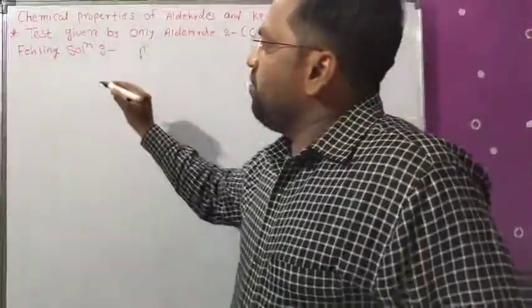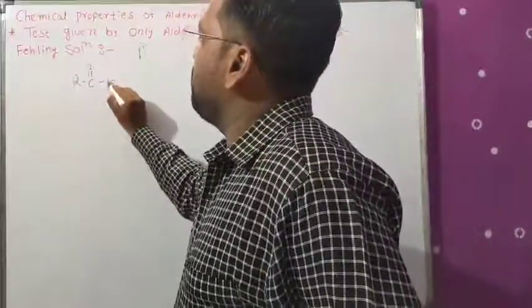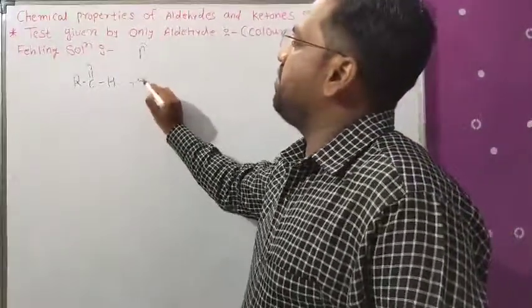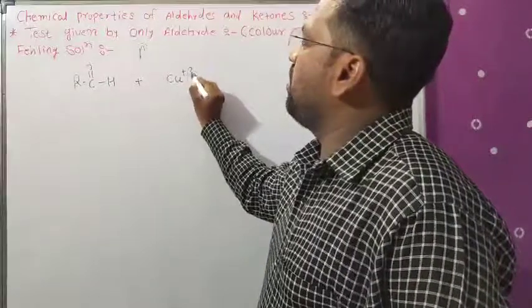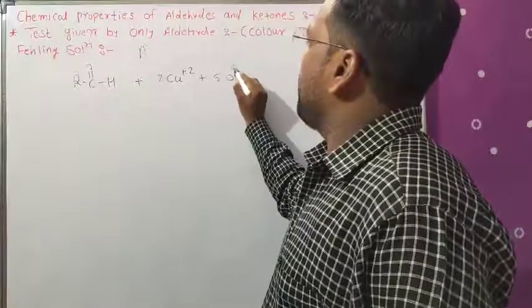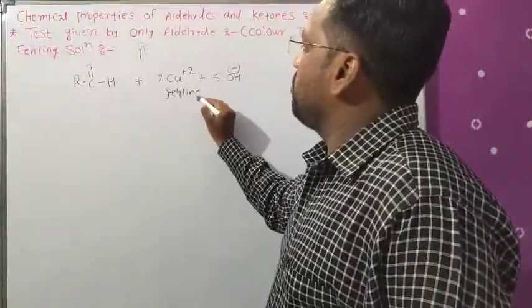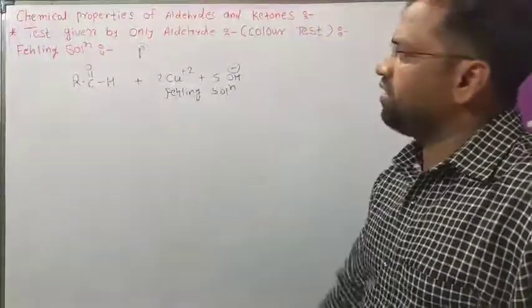Now see here, when aldehyde, that is aliphatic aldehyde, has the C double bond OH group. The reaction of aliphatic aldehyde with Fehling solution is shown by the formula 2Cu²⁺ + 5OH⁻ ion. What do we call this? Fehling solution. Okay, Fehling solution or Fehling reagent.